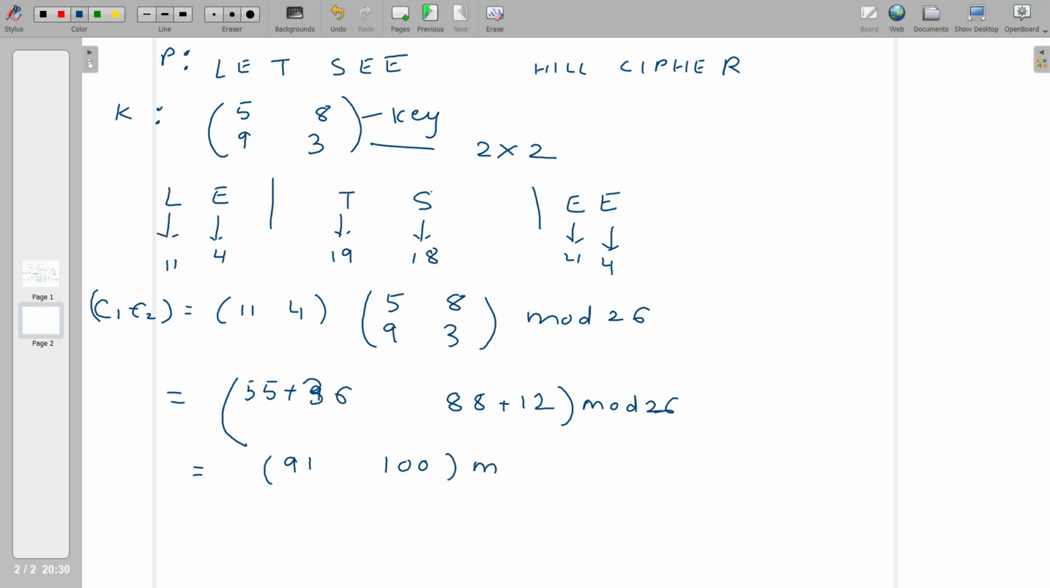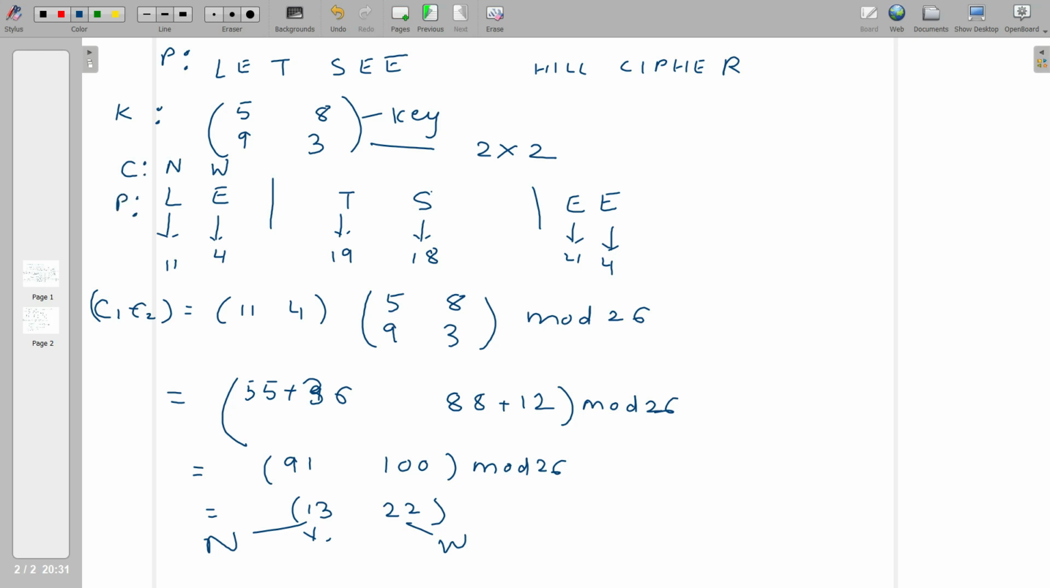When we do the mod 26 operation, it means when we divide 91 by 26, the remainder is 13. Similarly, when we divide 100 by 26, the remainder is 22. This 13 is for letter N, and this 22 is for letter W. So this LE is encrypted as NW. This is our ciphertext and this is our plain text.